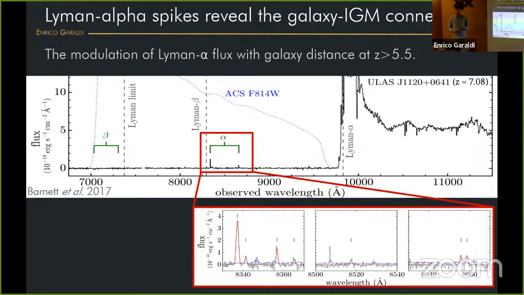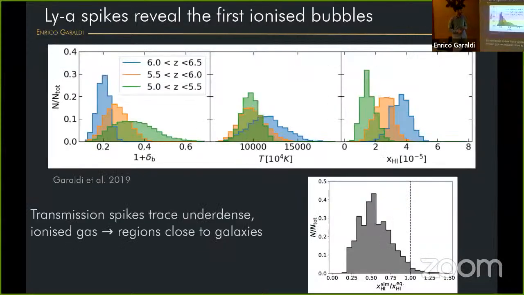As I said at the beginning, I'm a simulator. So when this observation came out, what I did was turn to simulations and try to understand where those Lyman-alpha spikes come from. Essentially, I produced synthetic spectra from simulations and then checked what the conditions of the universe are where these spikes are produced.